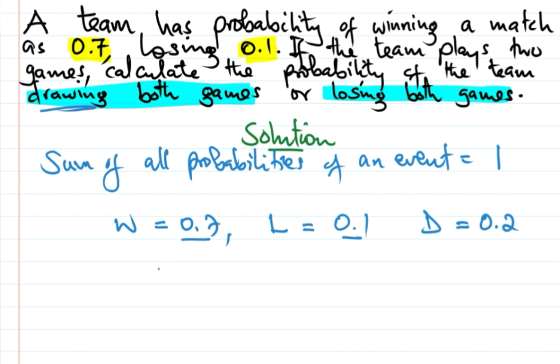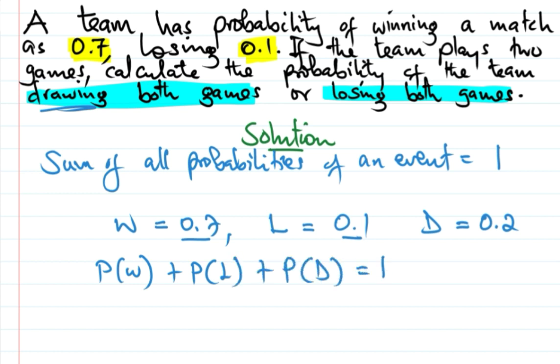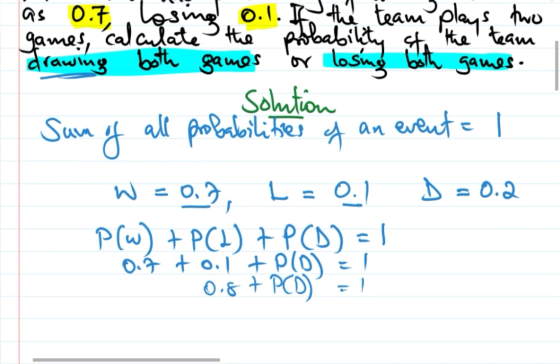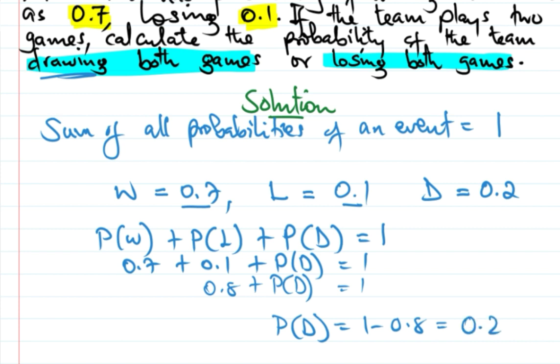We can do the winning plus losing plus drawing probability. We have P(winning) plus P(losing) plus probability of drawing, and the answer I get is one. P(winning) is 0.7, P(losing) is 0.1, plus P(drawing), PD, aside, equals one. The sum of these is 0.8 plus PD equals one. Combining like terms, PD is equal to 1 minus 0.8, which is equal to 0.2.